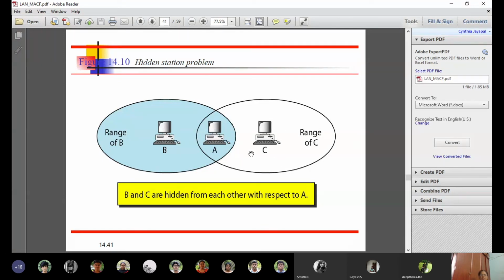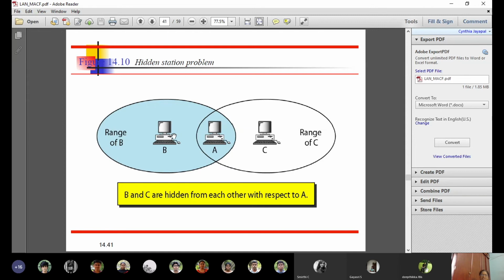In the hidden station problem, you see there are three different systems, A, B and C. If B is here, this is called the transmission range of B. Within the transmission range of B, if another station also transmits, it leads to collision. If A is within B's range and A and B transmit at the same time, it will lead to collision. Similarly, when A and C transmit at the same time, it will lead to collision. Now, suppose A, B and C are located in this fashion, where B and C are out of range of each other.